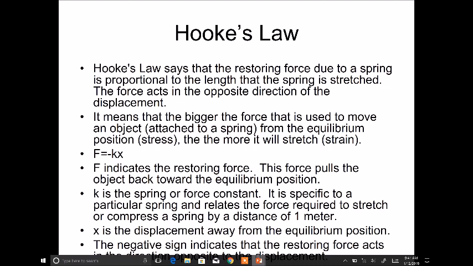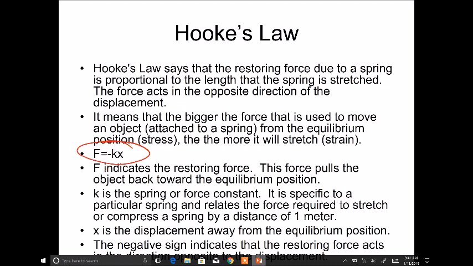Hooke's law, an important topic, says that the restoring force due to a spring is proportional to the length that spring is stretched. This force acts in the opposite direction of the displacement. What this means is that the bigger the force that's used to move an object from the equilibrium position, the more it will stretch.